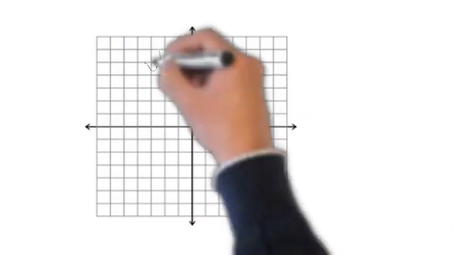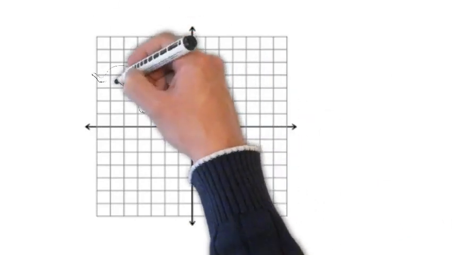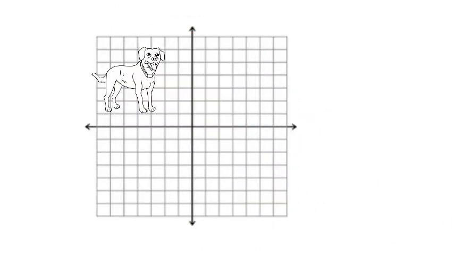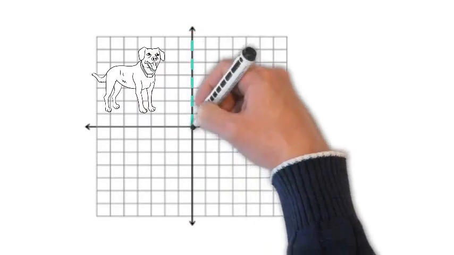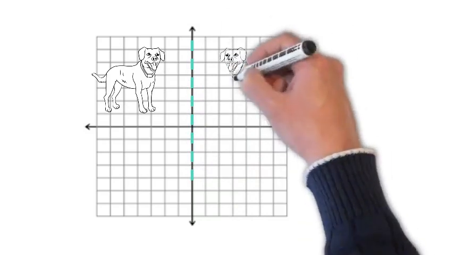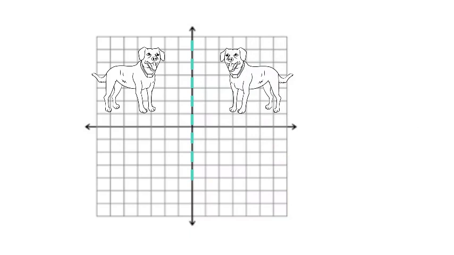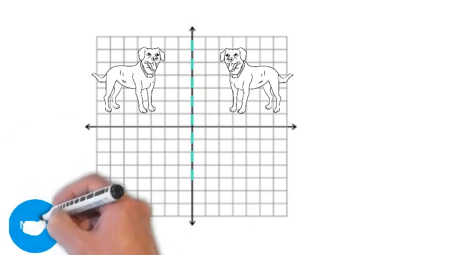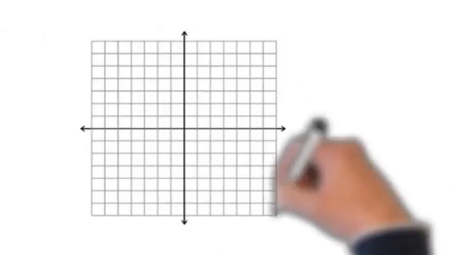Here we have a simple reflection on an XY grid. Here's a dog, and we're going to reflect it over the Y-axis. So when I reflect it, it's just like going in a mirror, and the dog is going to be a mirror image. And notice that the ear of the dog is 2 units away from the Y-axis, and the image of the dog is also 2 units away from the Y-axis. You'll notice that all the other corresponding parts are also equidistant from the line of reflection.